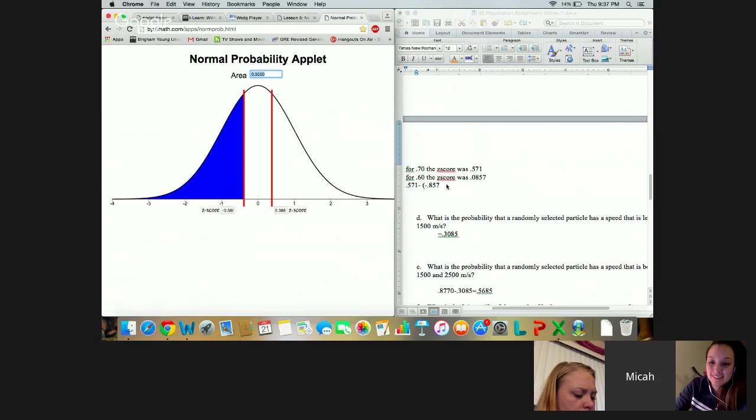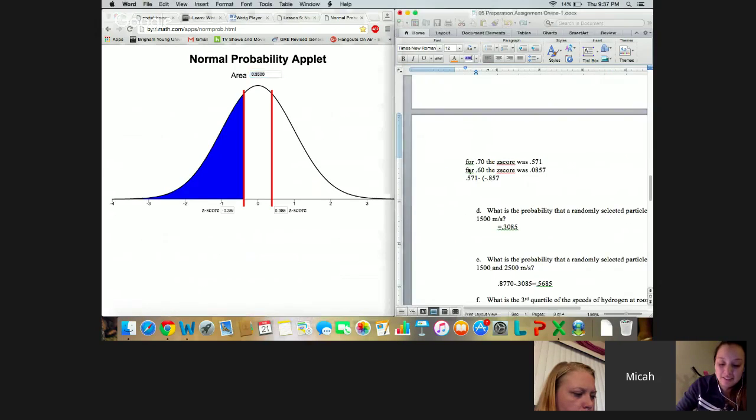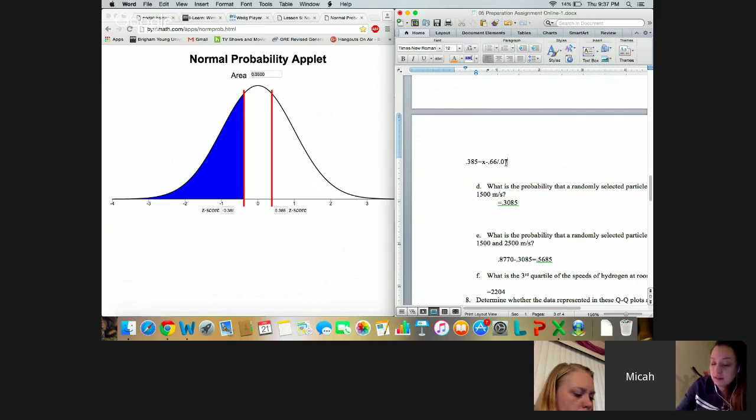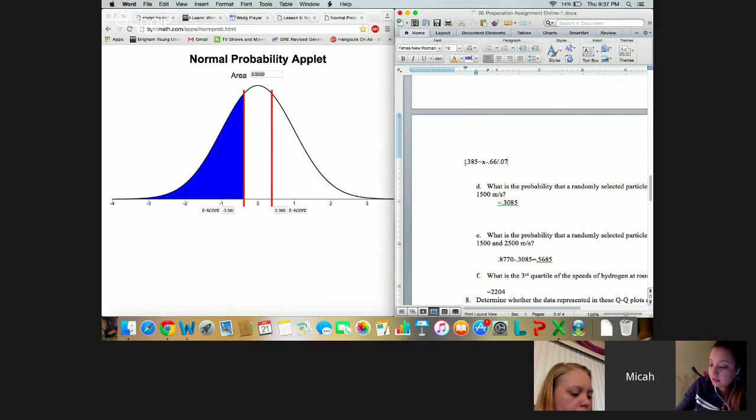Okay, so let's see. You guys have your formula set up like this, so 0.385 equals (x minus 0.66) divided by 0.07. Yep. So first you do 0.07 times that to this, right? Yes. And then add 0.66.